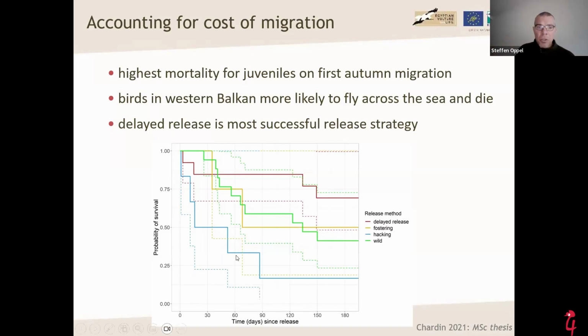And this graph shows you the probability of survival for those different strategies. And the delayed release strategy, which is the red line here at the top, shows very clearly that the success of surviving the first few months is much, much greater for the delayed release than for any of the other measures.